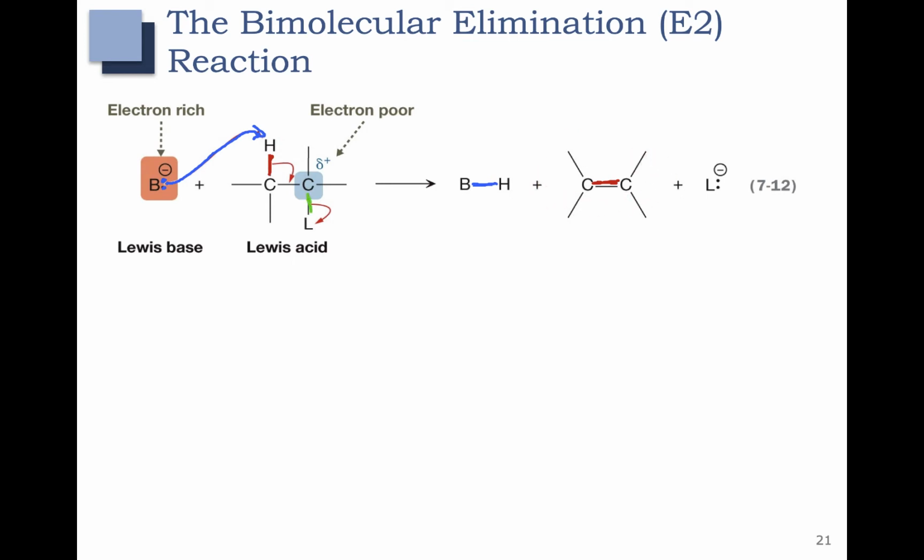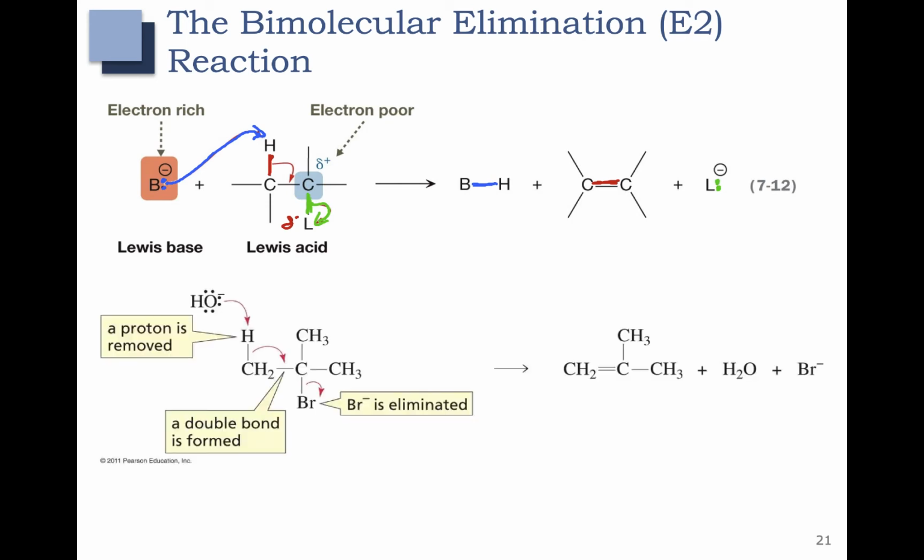Then the carbon-L bond, and L is supposed to be the leaving group, comes down to form a lone pair on the leaving group. Notice that in this reaction we are going from our electron-rich base to the electron-poor substrate. The carbon is going to be electron-poor and have a delta plus because the leaving group is going to be an electronegative atom that is pulling away electron density. So the delta minus would be on the leaving group.